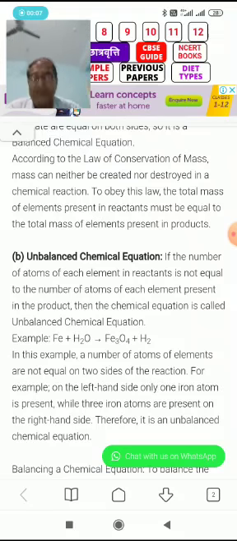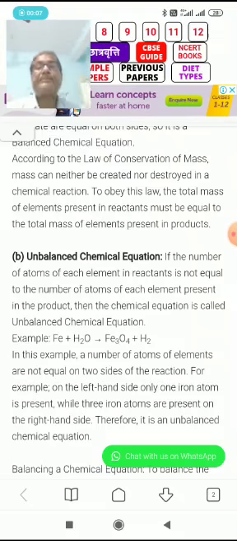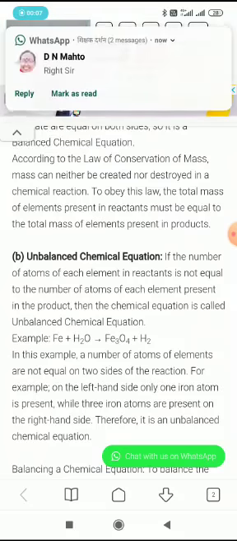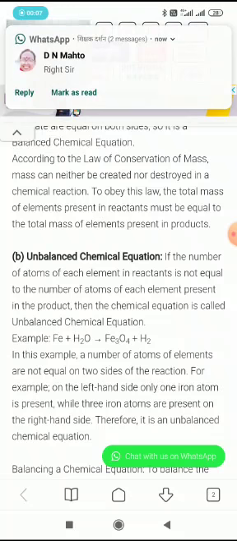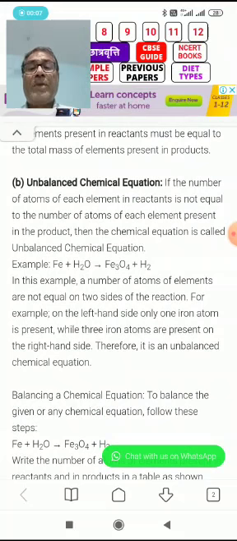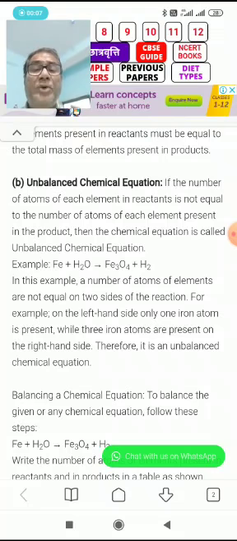In this reaction, toward the reactant side only one iron atom is present, but toward the product side 3 iron atoms are present. On the reactant side 2 hydrogen atoms are present, on the product side 2 hydrogen atoms are present, but on the reactant side 1 oxygen, on the product side 4 oxygen. So it is an unbalanced chemical equation.